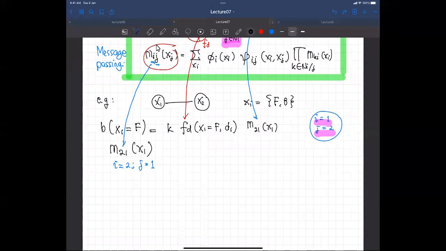And this one, by definition, is a sum over xi. So this one is a sum over xi. What is the possible value of xi here? Xi is either foreground or background. I will explain the meaning of the sum later.